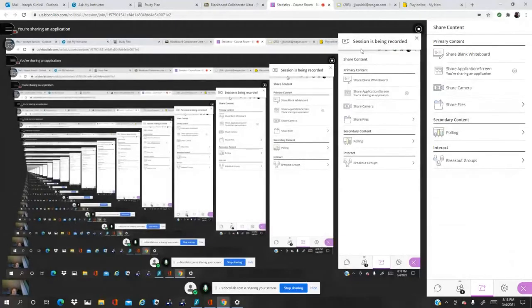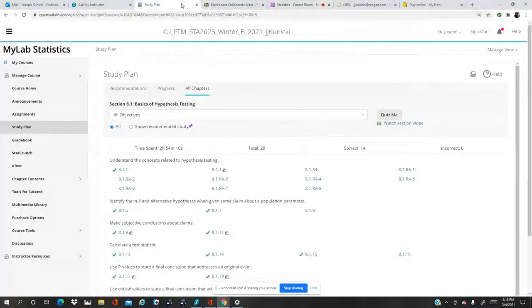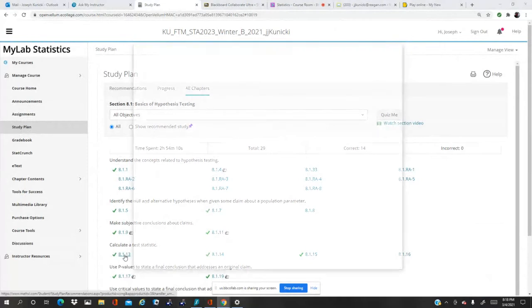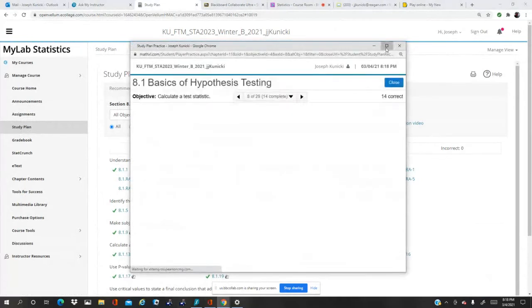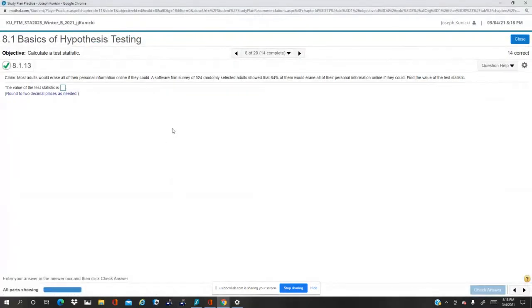Okay, let's do problem 8.1.13. The claim is that most adults, so that's P greater than 50. That's the claim, so that's in the alternative hypothesis. So the null hypothesis is less than or equal, or just equal. So most adults would erase all their personal information.